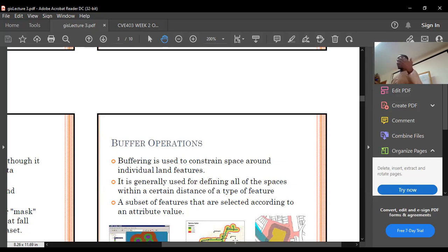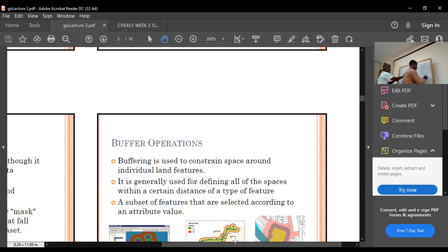So what do we mean by point buffer? Point buffer means that you have a point and you constrain space around the point. Mathematically, when you constrain space around a point, you can have any shape at all. I wish I could write, but see how the board is looking. I have a point. I'm constraining space around it, but the object is quite irregular.